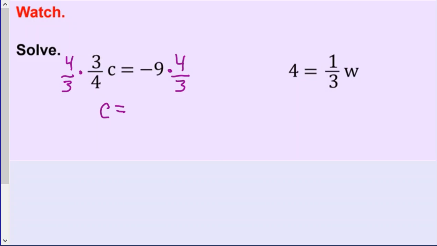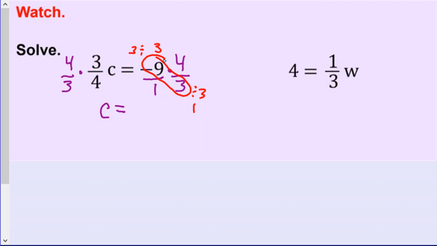And on the right side, we have negative 9 times 4 over 3. Whenever we're multiplying by a whole number, we need to put that whole number over 1. And then we can multiply. In this situation, we have some factors we can factor out. So we can divide both of these, the negative 9 and 3, by 3. If we divide by 3 here, we'll be left with 3, and if we divide by 3 here, we'll be left with 1. So now we have 3 over 1 times 4 over 1.